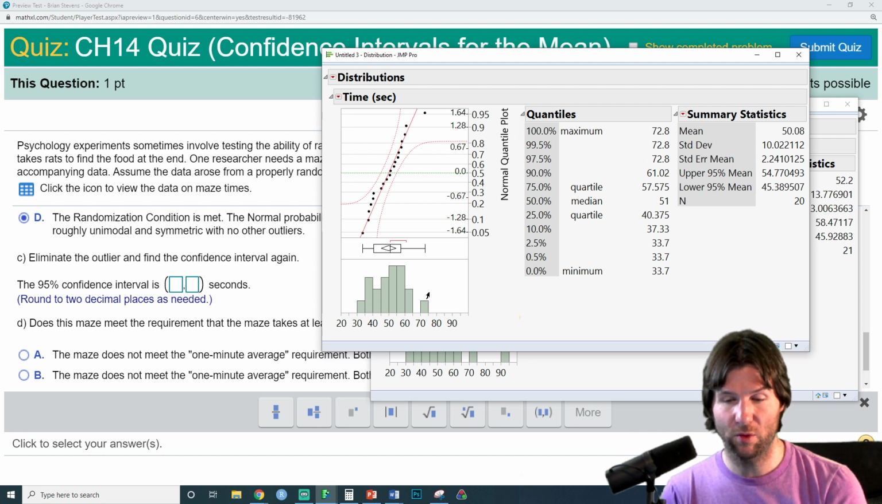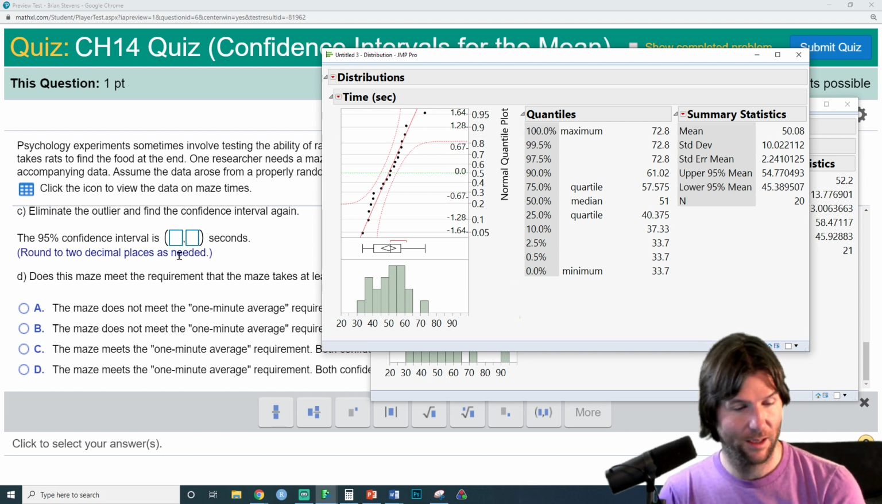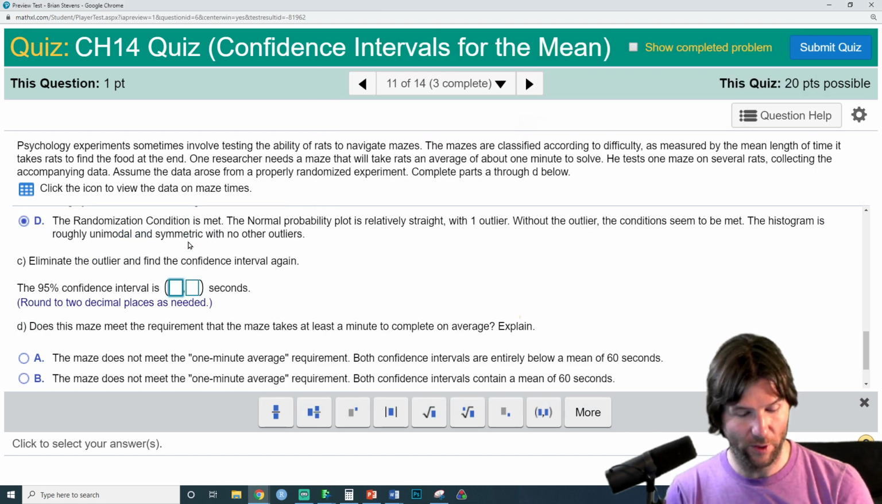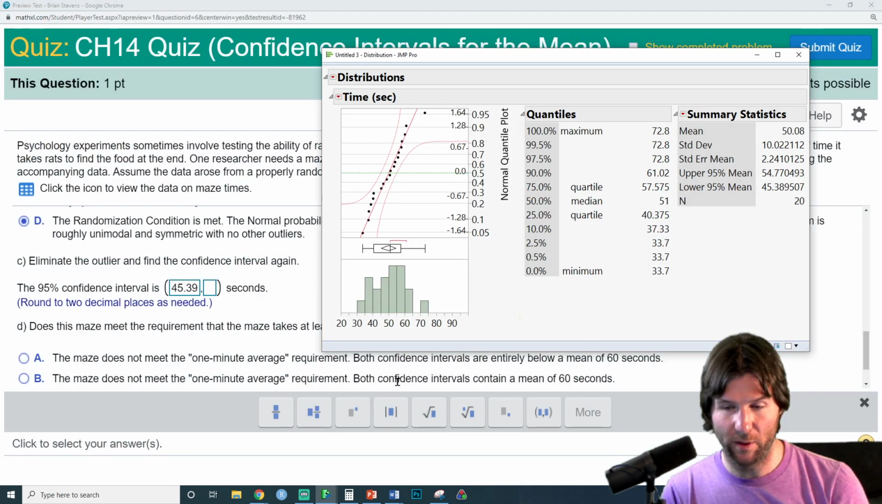So if you look, we have just removed that 1 point. It's out of the picture now. And so the outlier is gone. We have 20 instead of 21. And so our new interval is 45.39, and then the upper of our new interval is 54.77.